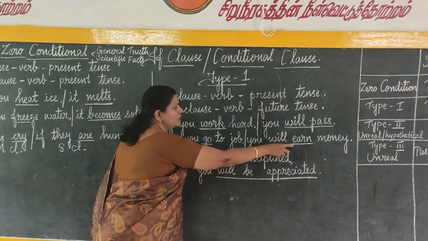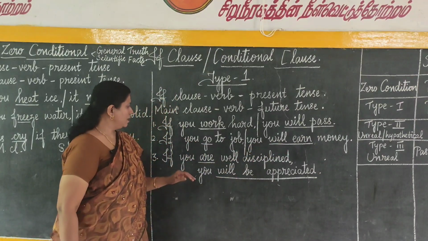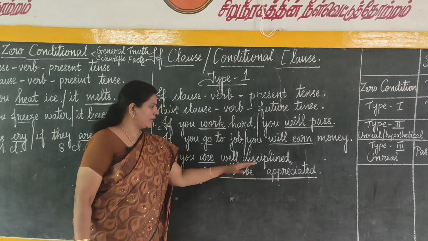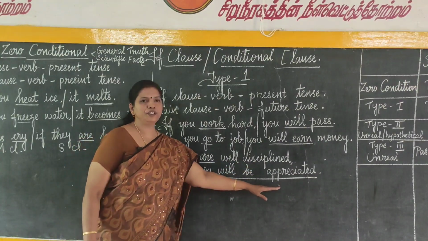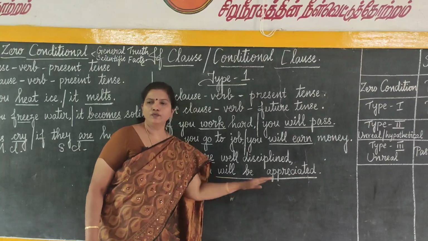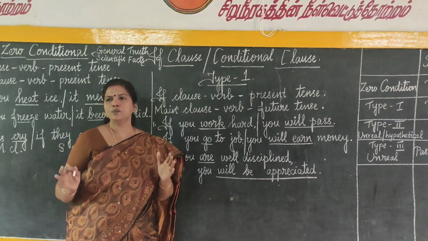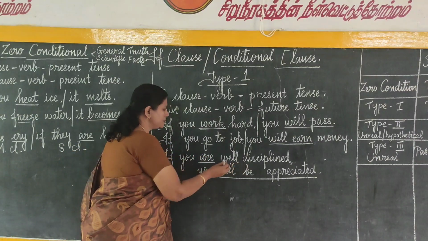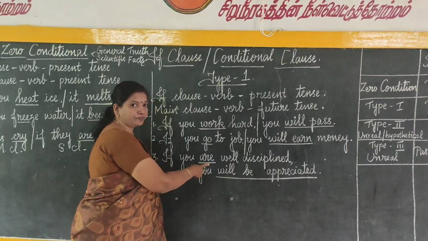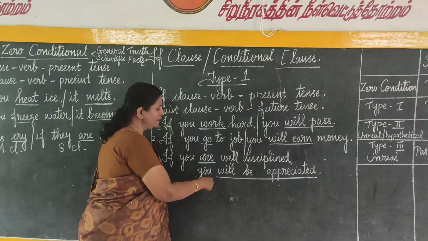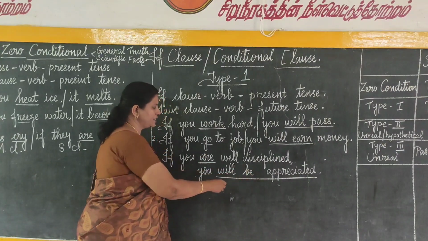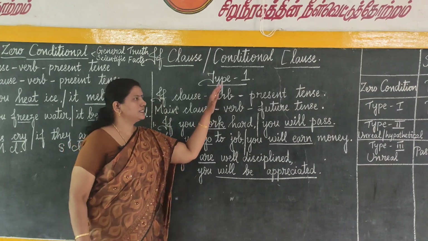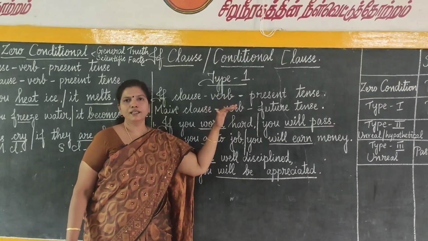So, the main clause verb is in future tense. And the third one: if you are well disciplined, you will be appreciated, you will be honored. If you are a disciplined child, you will be appreciated by everyone, right? So, if you are well disciplined, in the if clause the verb is in present tense, and in the main clause, you will be appreciated, the verb is in future tense. So, this is it, type 1 conditional clause.